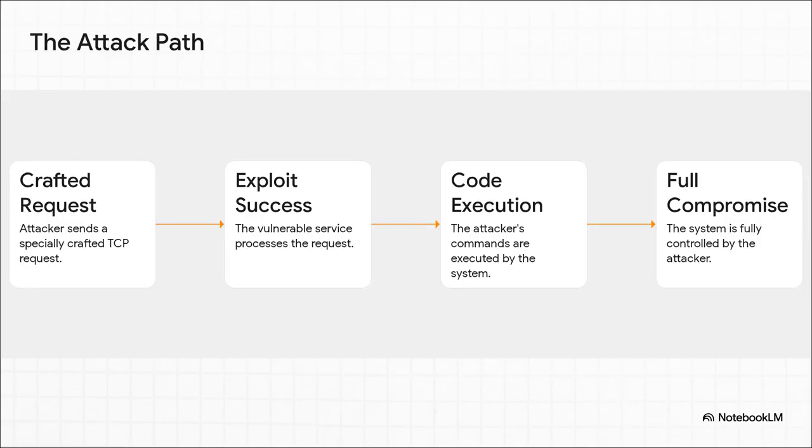And look at how shockingly simple the path is. There aren't a dozen complex steps here. The attacker sends one bad request, the system gets tricked, it runs the attacker's commands, and boom, game over. Your system is completely compromised, just like that.